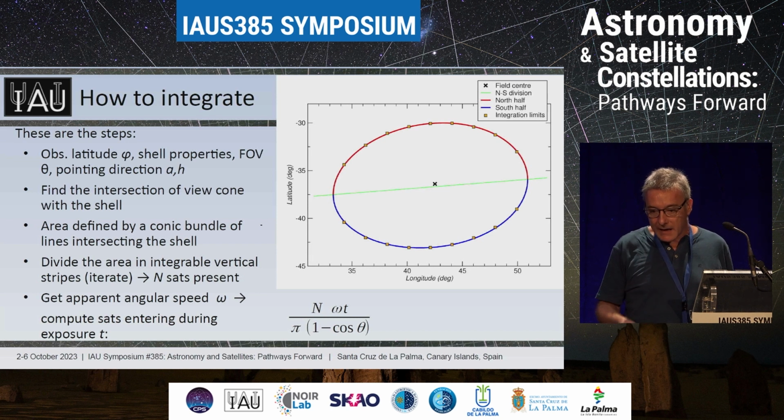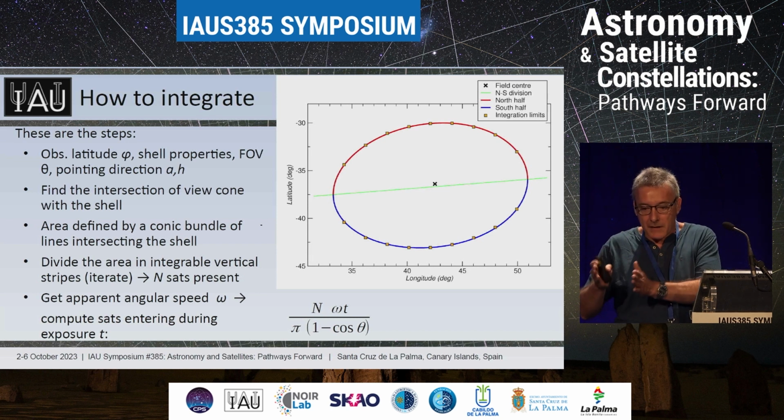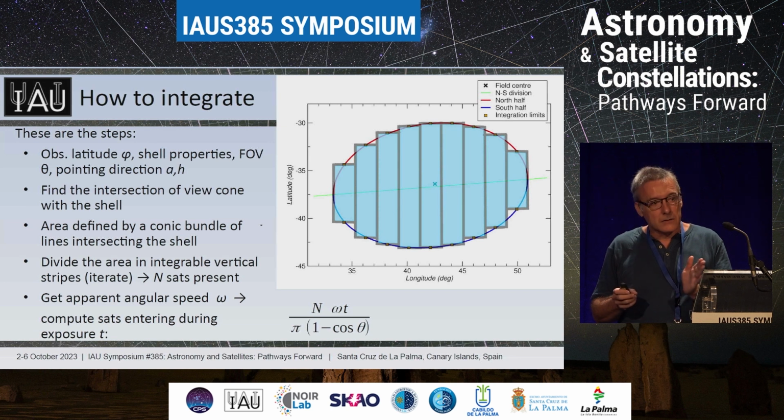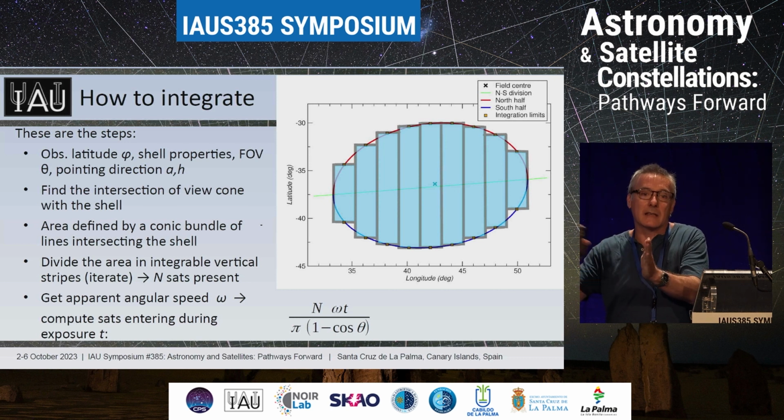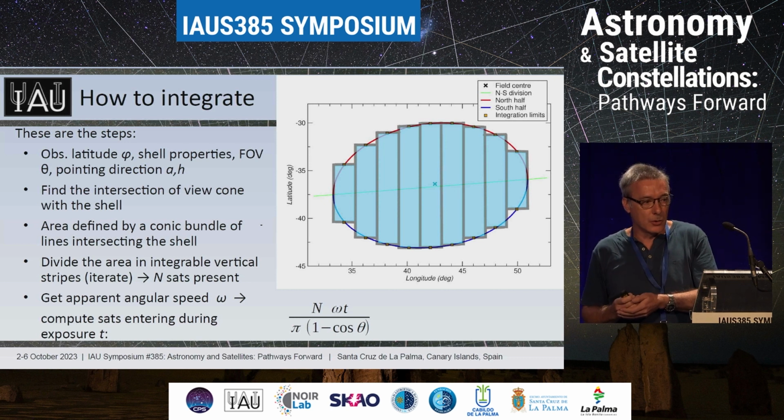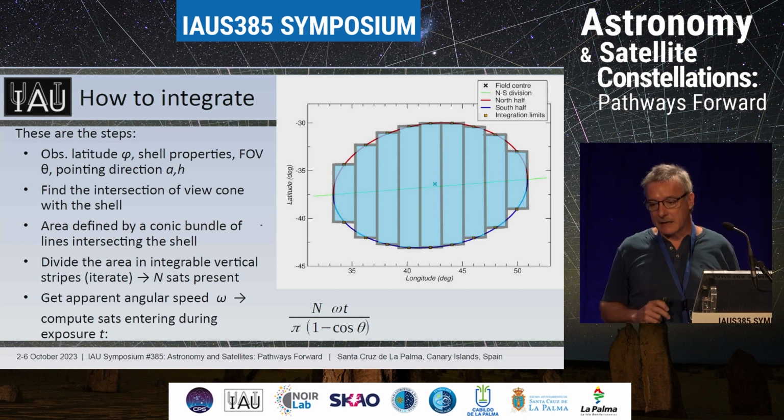And after that, you have to divide the area into integrable vertical stripes. This would be an example. In this case, you have to divide into a certain number of stripes, and you have to iterate, adding stripes, until you get the precision you want. So you need an iterative process here.